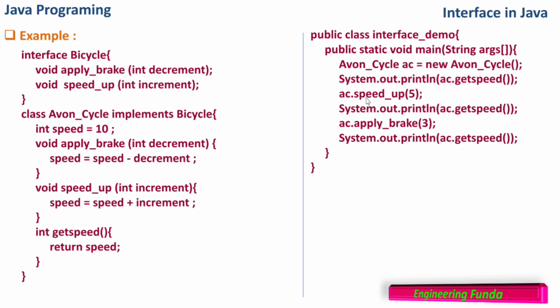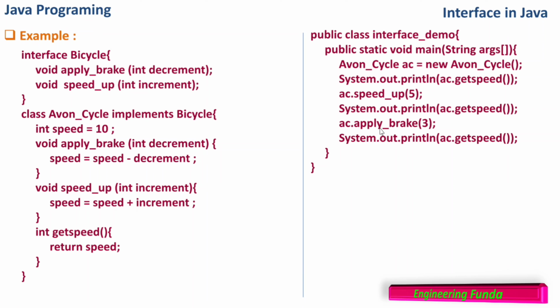Then we are writing ac.speed_up with an argument 5. So this 5 will be passed into the method speed_up, and speed equals speed plus increment. So this 5 will be added to the speed and the new value of the speed will be the resultant value. Then again we are trying to print the speed.